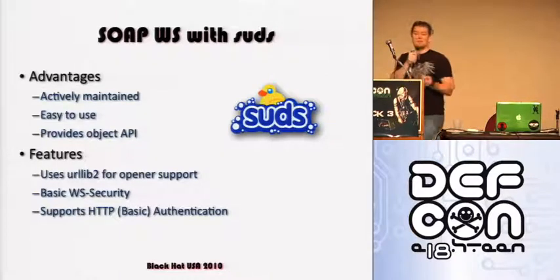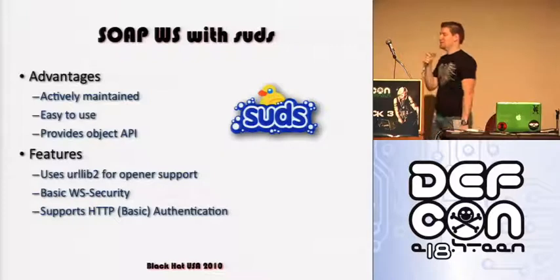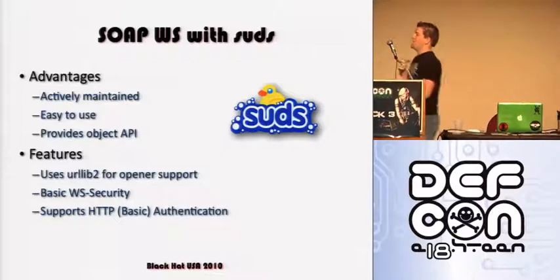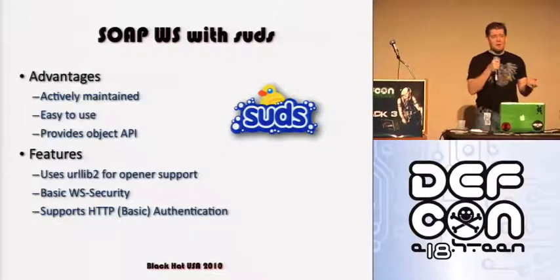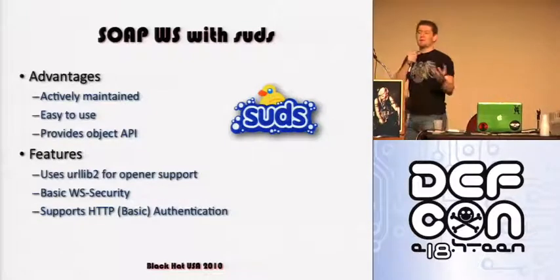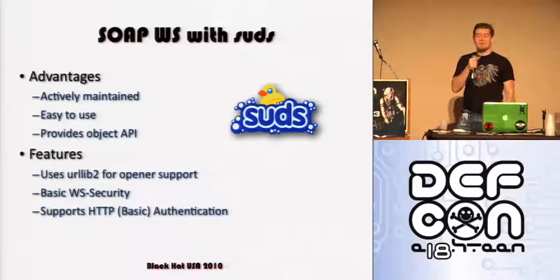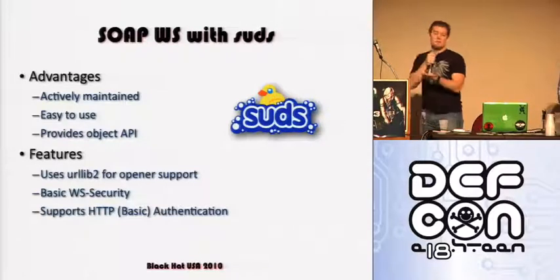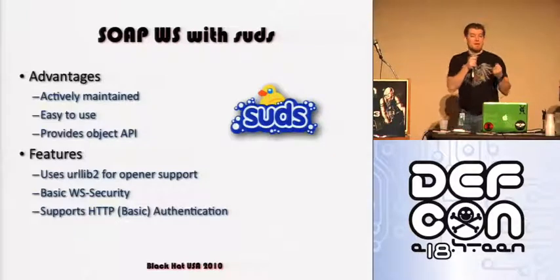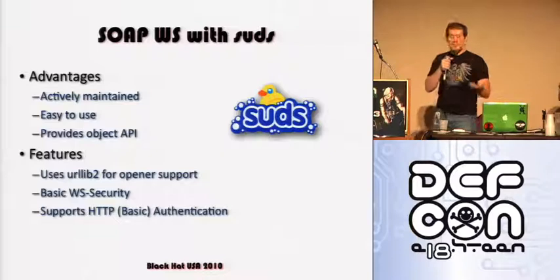The best thing about SUDS is it has an object API. So you create the object and you call its methods. It's very nice. It's very, very Pythonic. It uses urllib2 for opener support. urllib2 is an extensible library, which means that you can create new protocols and handlers and install those. So if you're handling basic auth, or you need to handle cookies, it has support for it, and it's familiar support because it's urllib2.